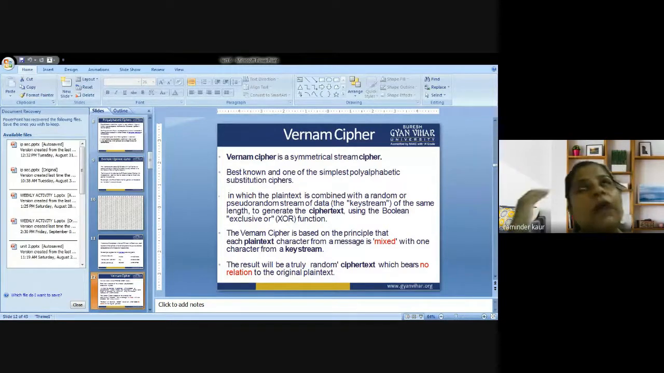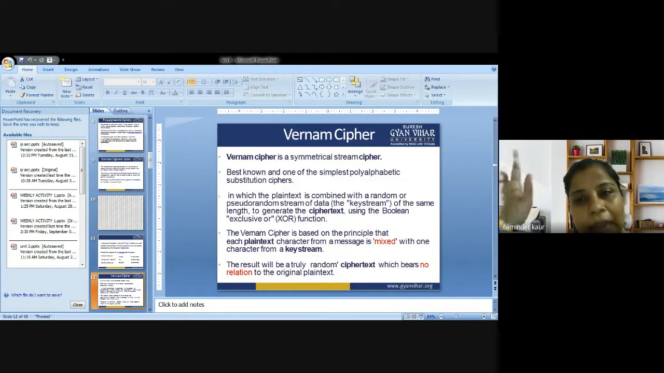Now, what is transposition? Transposition means we are supposed to change the position of the text. Till now, we have not done any technique that is based on transposition. Now we are going to discuss the transposition technique, and the main example of transposition is rail fence.